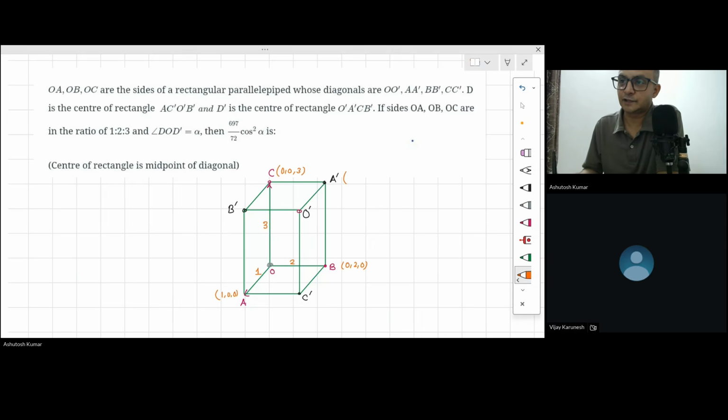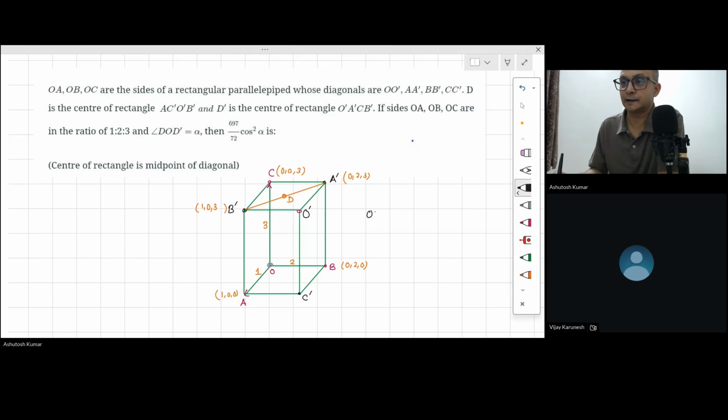Now this A dash is 0, 2, 3. What is B dash? 1, 0, 3. Now notice that D is sitting at the center of this rectangle. It means D must be the midpoint of A dash, B dash. And once we get the coordinate of D, you can join with O, and that will give the vector OD directly.